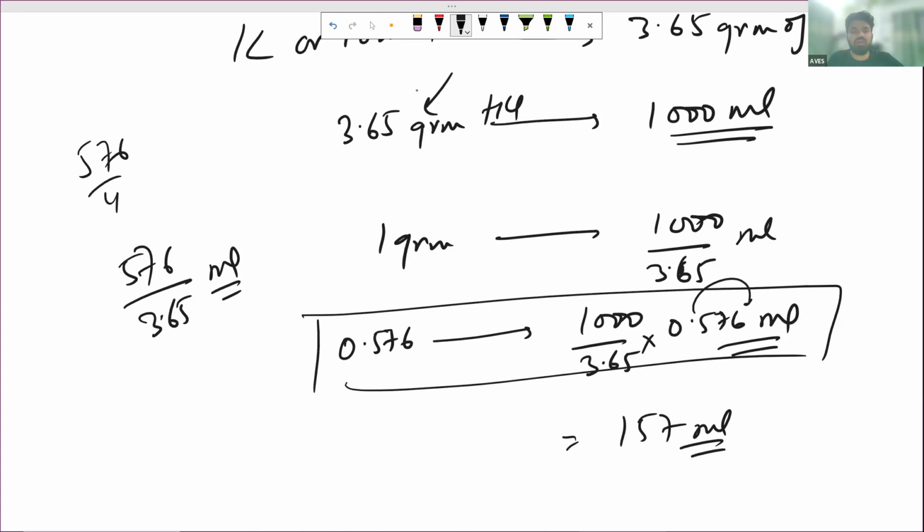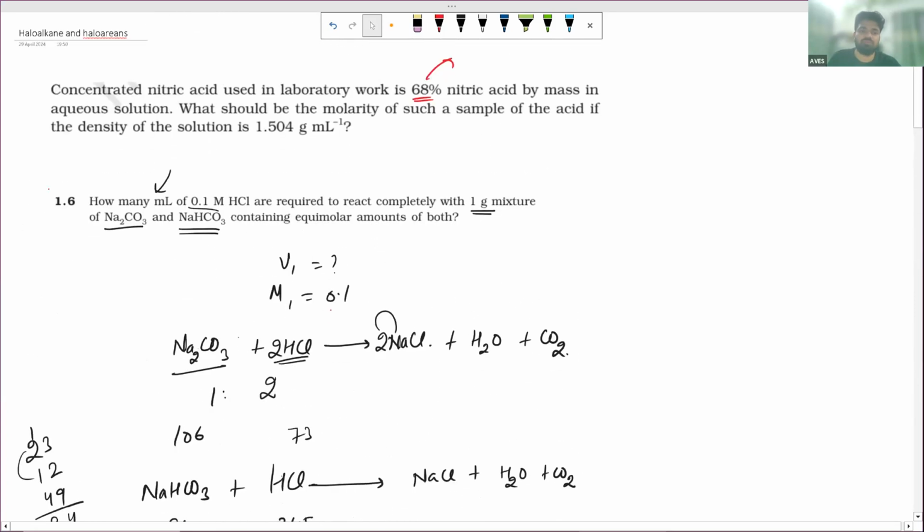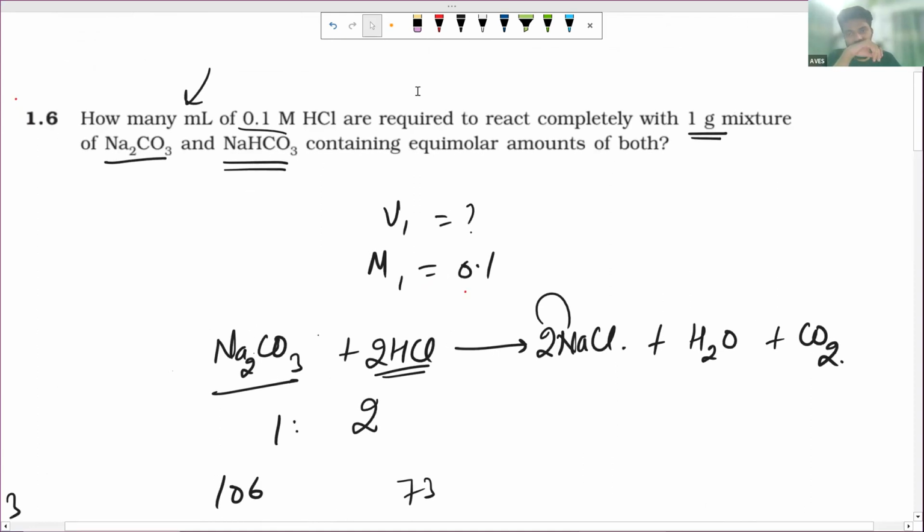Okay, so let me explain in one go. What is being said in the question? It asks for the volume of HCl. How many ml of HCl are required to react with 1 gram of a mixture containing this one and this one in equimolar amounts? Equimolar means both have the equal amount, whether 1 mole, 2 mole, 3 mole or 4 mole. Got it? Yes, sir.